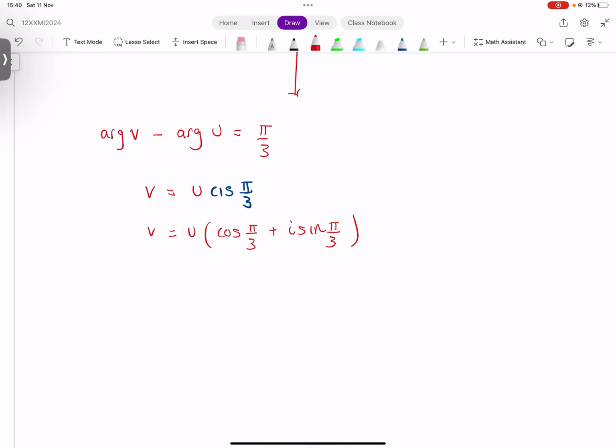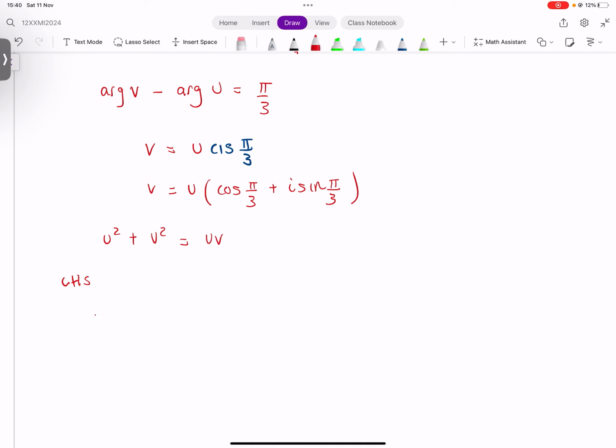So our formula, we're trying to prove that u squared plus v squared is equal to uv. Let's have a look at the left-hand side. The left-hand side is u squared plus, we figured out that v was u times by cos of pi on 3 plus i sine of pi on 3. And we're squaring that. Using De Moivre's theorem, we can say this is equal to u squared plus u squared times cos of 2 pi on 3 plus i sine of 2 pi on 3.